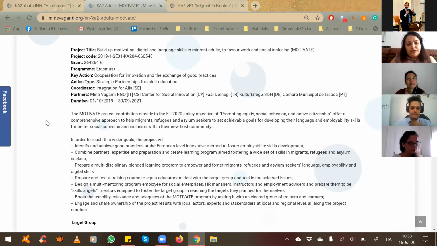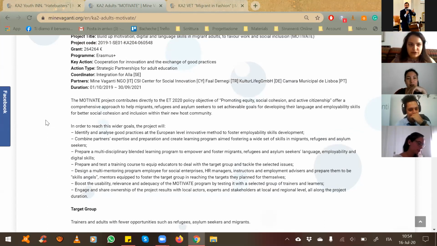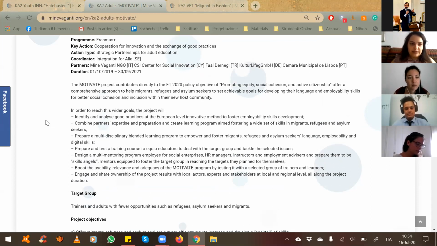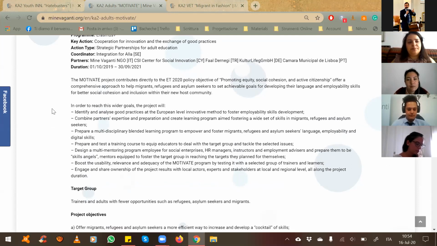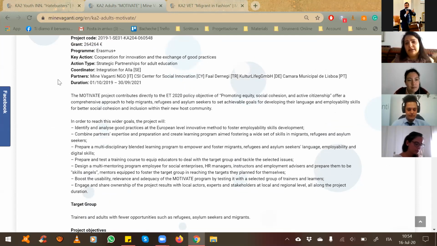So this one is a strategic partnership for adult education. The title is really long: build up motivation, digital and language skills in migrant adults to favor work and social inclusion. Motivate. So from now on, you will only hear me saying Motivate because the title is too long. It's still KA2, so cooperation for innovation and exchange of good practices, specifically strategic partnership for adult education. This project was approved in Sweden.